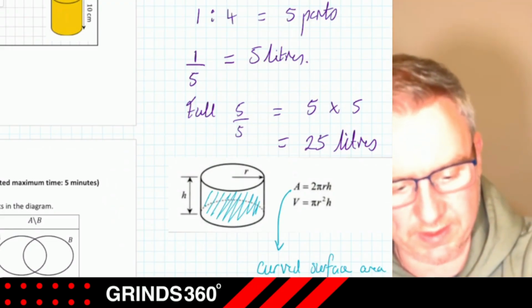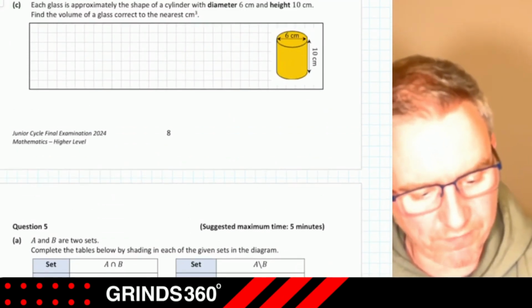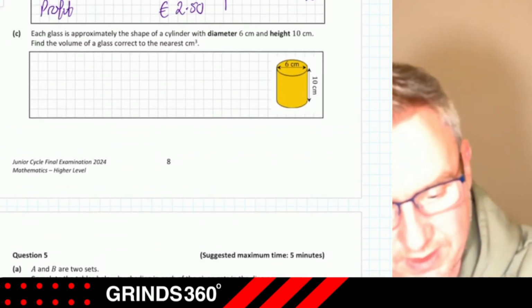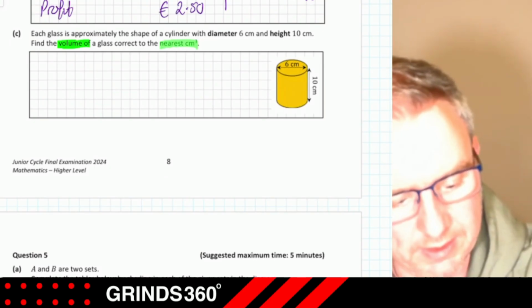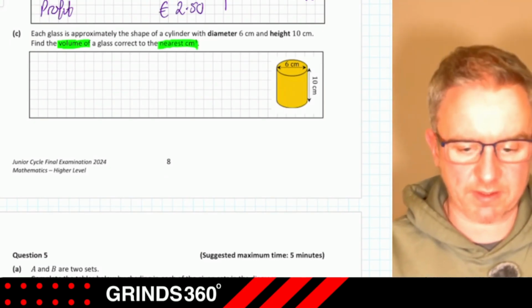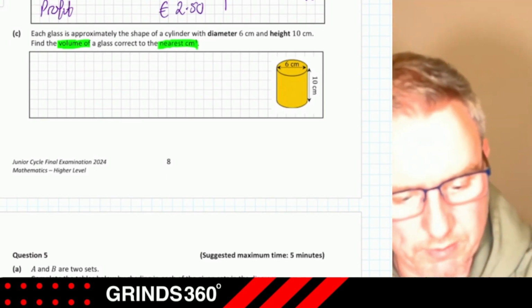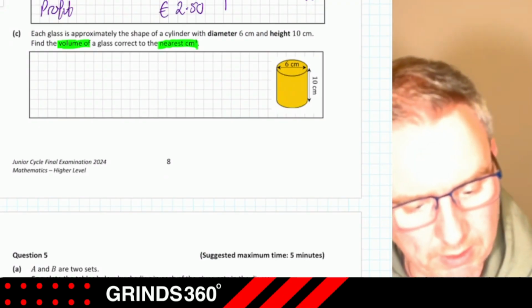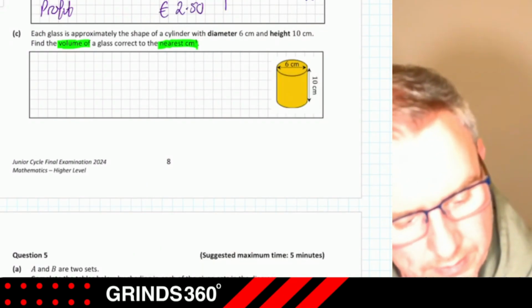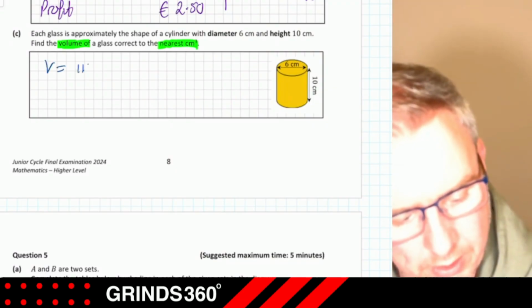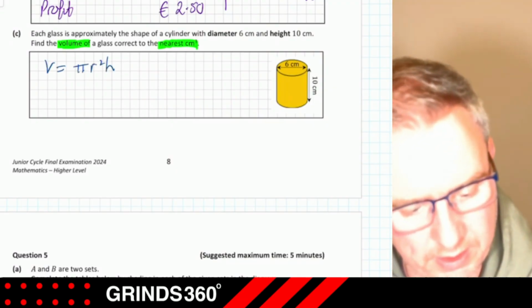And now we're interested in the volume. Okay, so the first thing you're going to do with any of these questions is get the formula down. So whatever they are asking you, you're going to get it down on the page. Now it says nearest centimeter cubed, so we're picking up on that as well. So we come back and we're saying, right, the volume. So the formula for the volume, pi r squared h, all right?